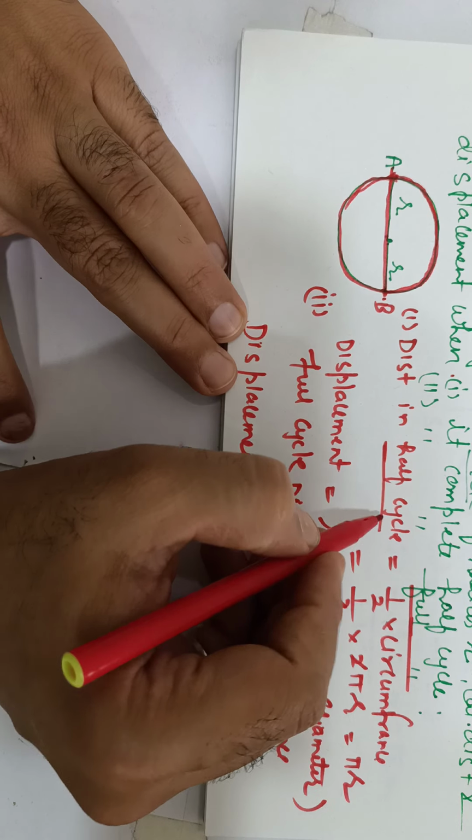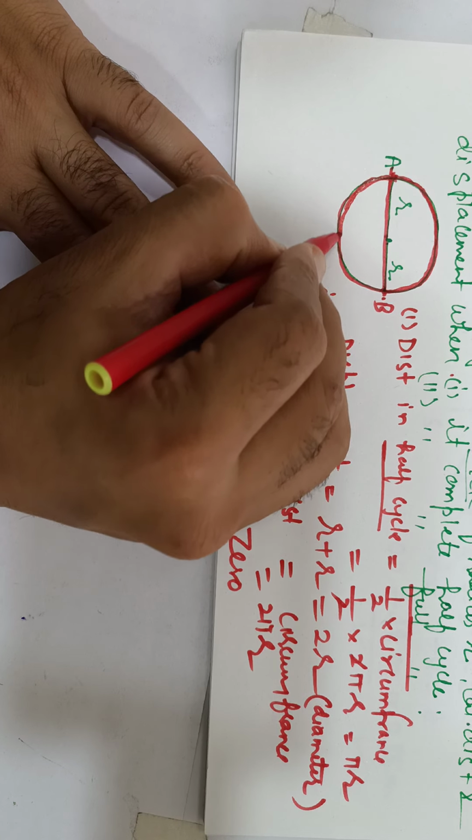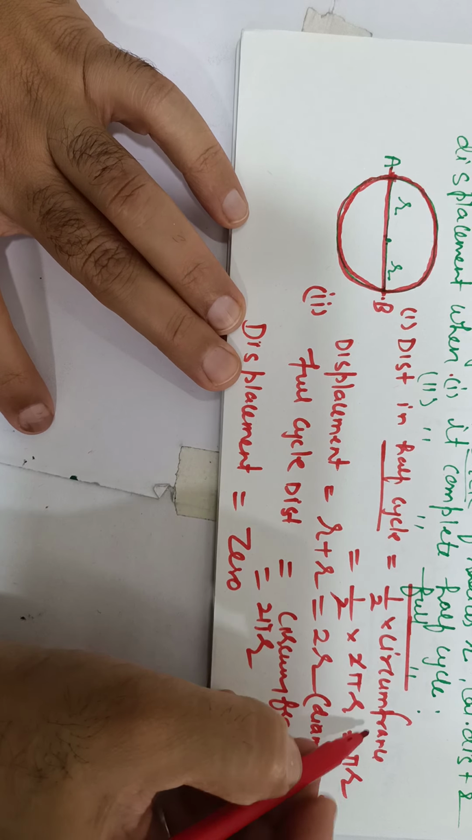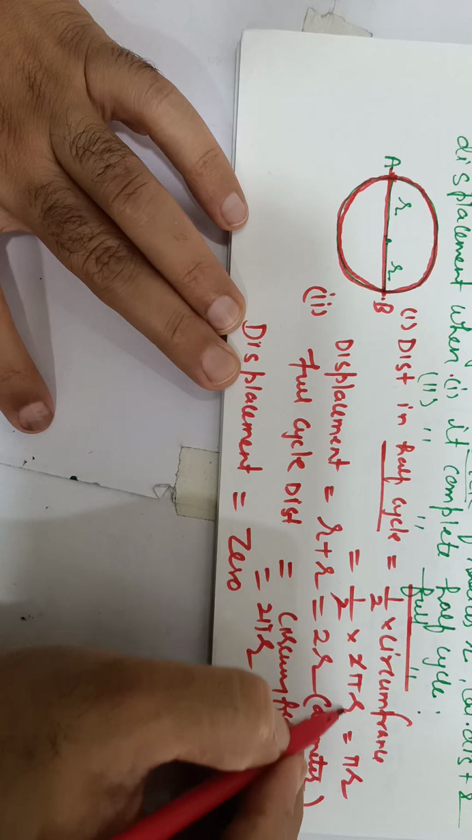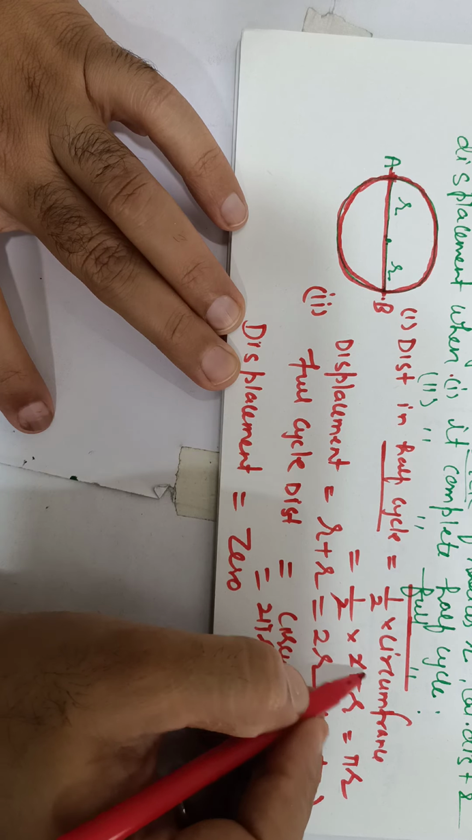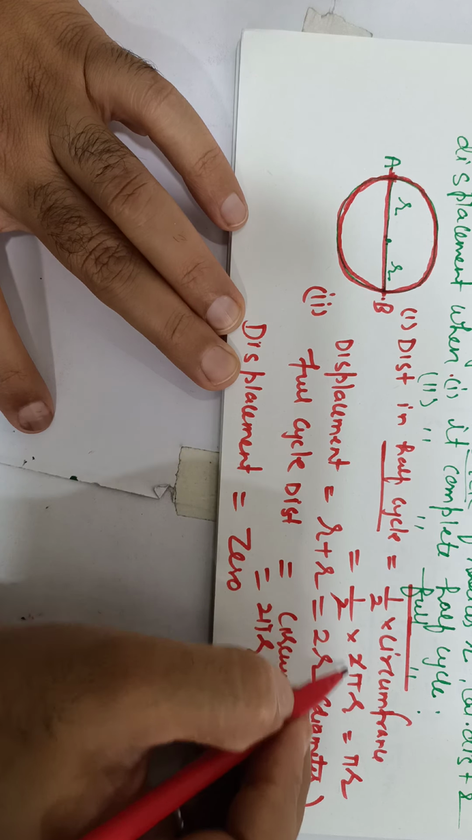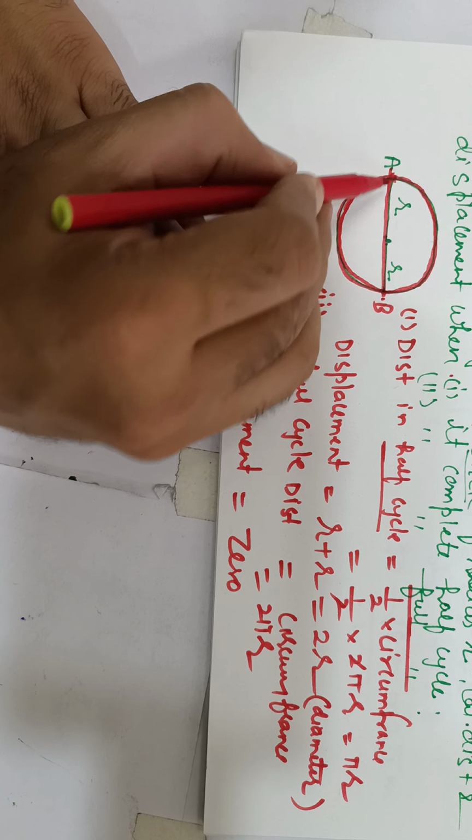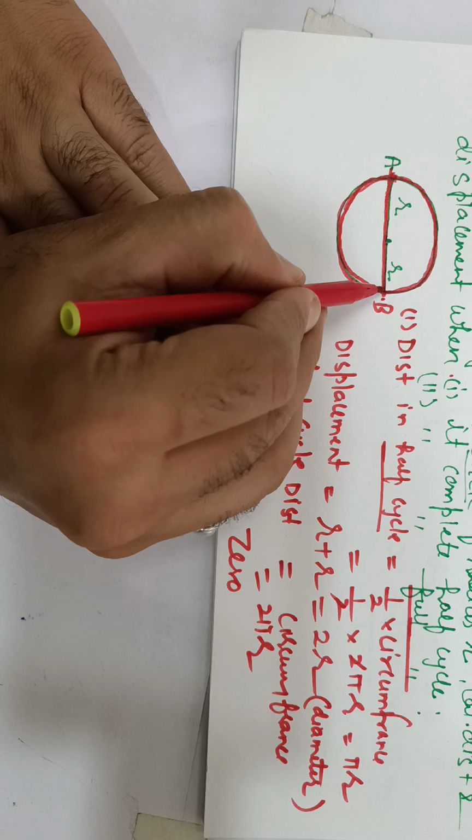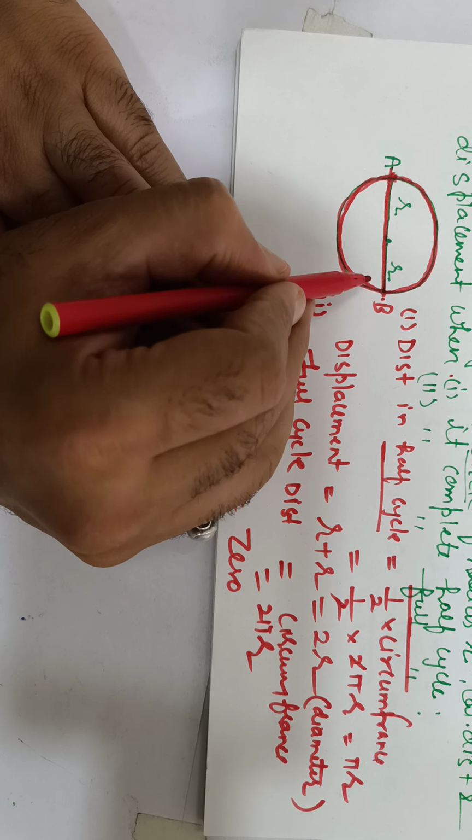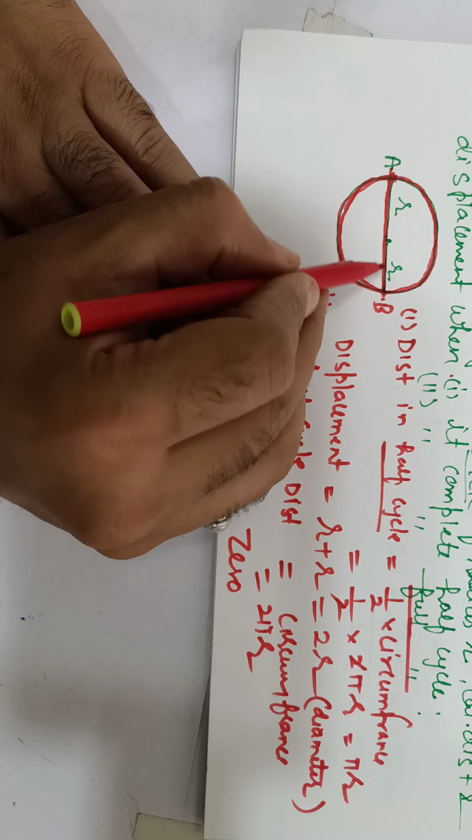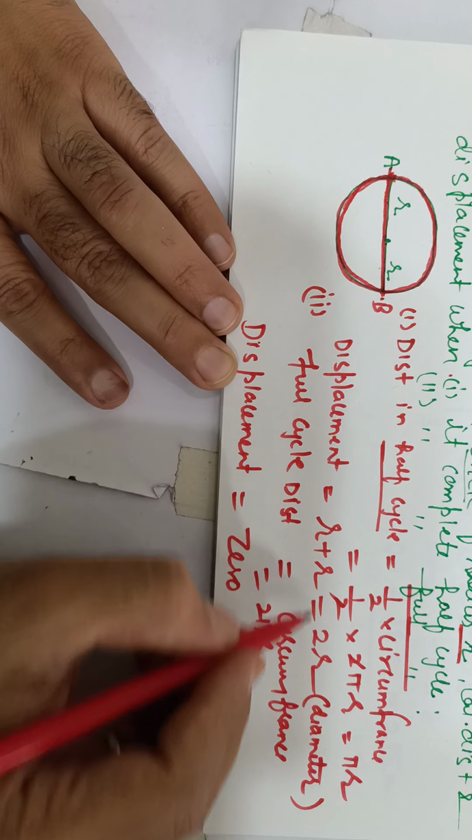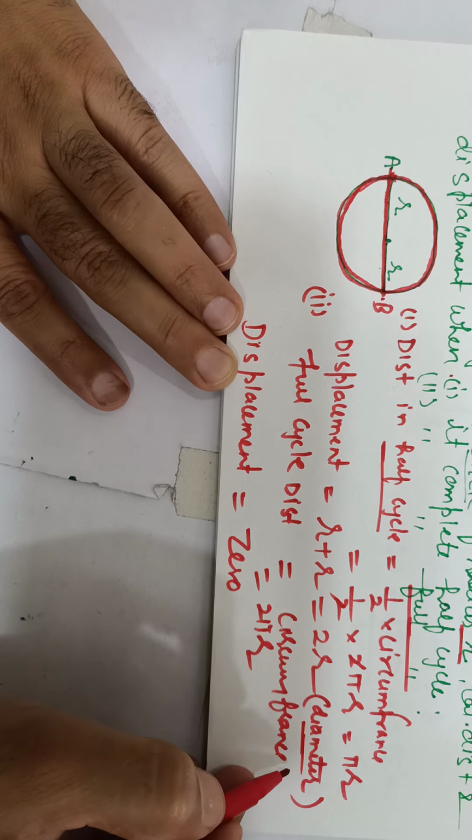Now for the first question, the distance in the half cycle is half of the circumference. The formula of circumference is 2 pi r, so half of the circumference is pi r, as the 2s cancel. Now the displacement: initial position A, final position B, make a straight line between A and B. We get r plus r, because the radius is r, so it is equal to 2r, which we can also say is the diameter AB.